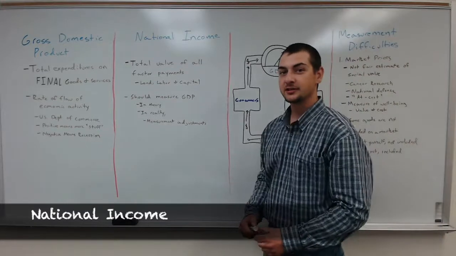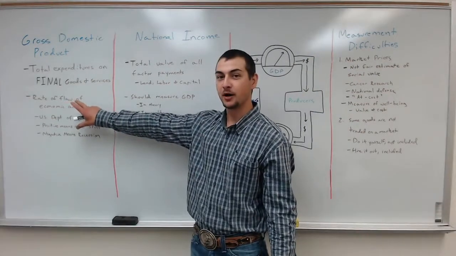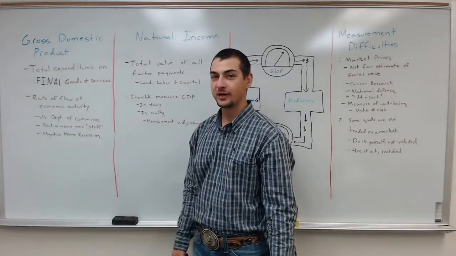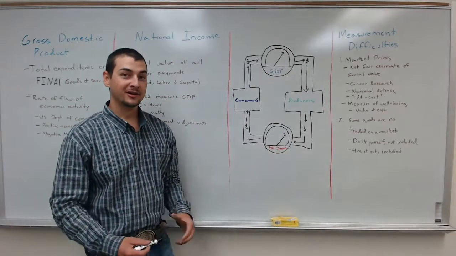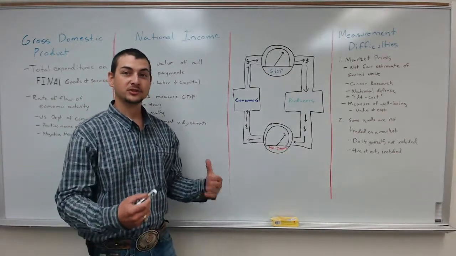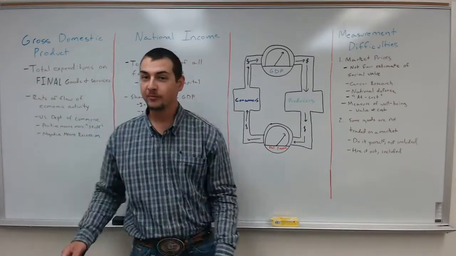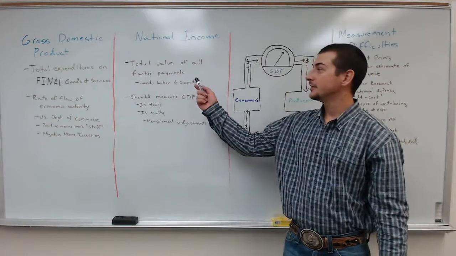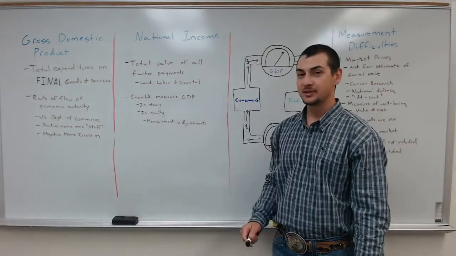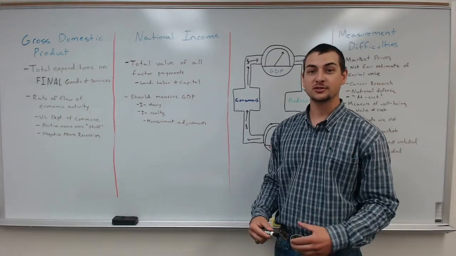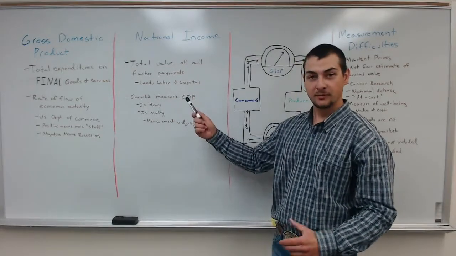Next, we're going to discuss national income. So, we've already said that gross domestic product is the rate of flow of economic activity. We can measure it just like we can a water meter and see what is the rate of stuff that we're buying. What is the value of that stuff that we're buying? What about national income? National income is the total value of all factor payments. So remember those factor services, or those factors of production? Those were land, labor, and capital, and management.